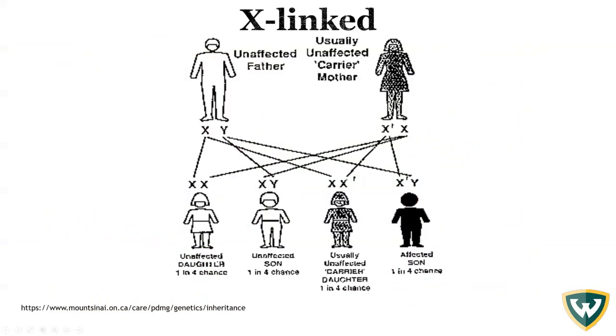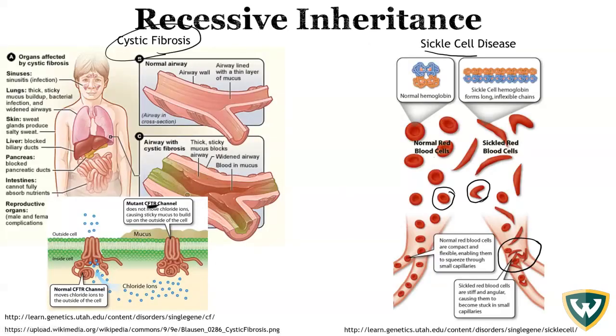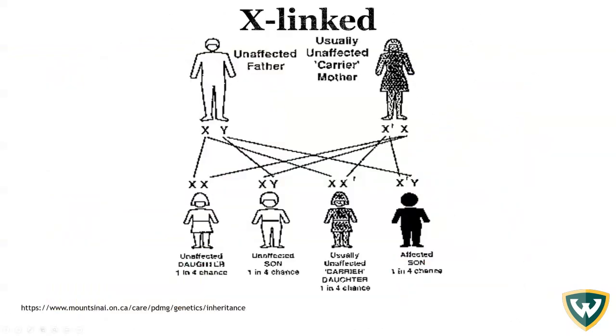Finally, we have X-linked propagation of genetic material. And basically, this just means that the gene is carried on the X chromosome. So, in this example, we have an unaffected father. Okay, they don't carry the mutation, which is signified by this 1 right here on the X chromosome.